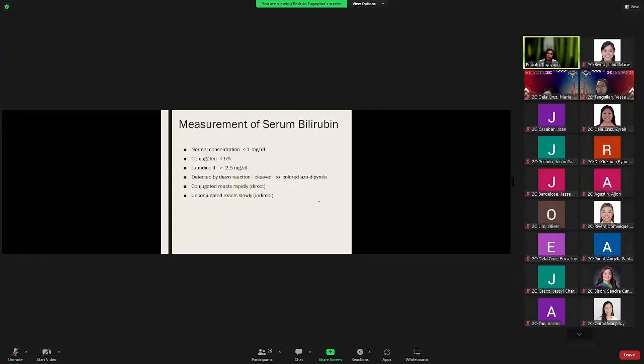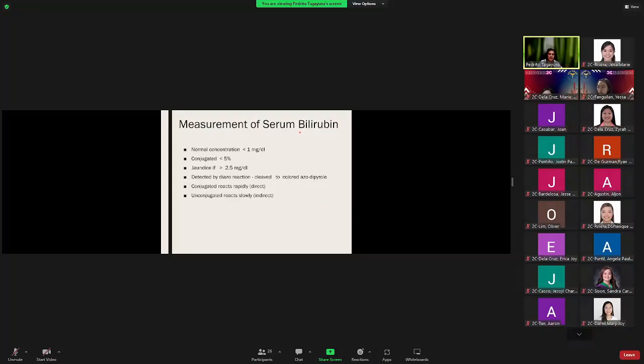By the way, for all liver function tests, it's non-fasting. You need not fast for testing for bilirubin. But bilirubin is sensitive to light. So in the old way of measuring bilirubin, kailangan naka-ano siya sa dark. But now we measure bilirubin with analyzers already, so we don't do that anymore. And since bilirubin is sensitive to light, that's why babies born with jaundice are exposed to light, diba?